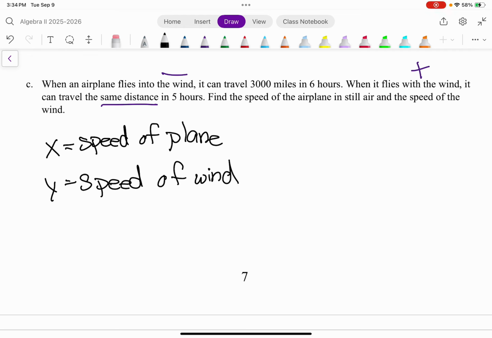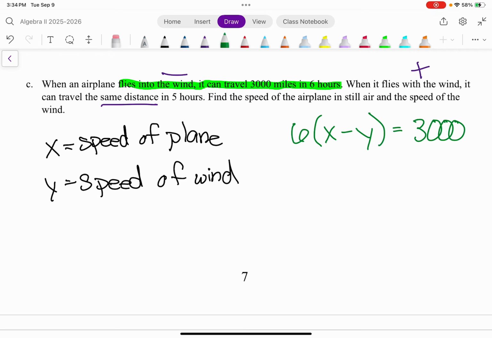Okay. So our first part said that we flew into the wind, so taking away that speed, went 3,000 miles in 6 hours. So we'll take the amount of time we traveled, the speed of the plane minus the speed of the wind because the wind was not helping us go faster. It was slowing us down. That will give us our total distance of 3,000.